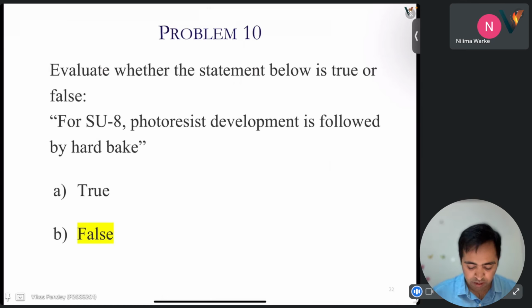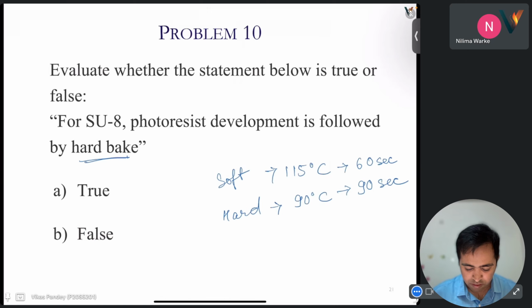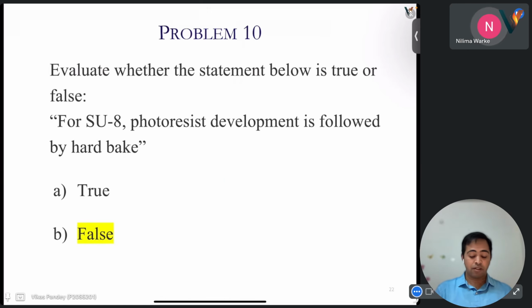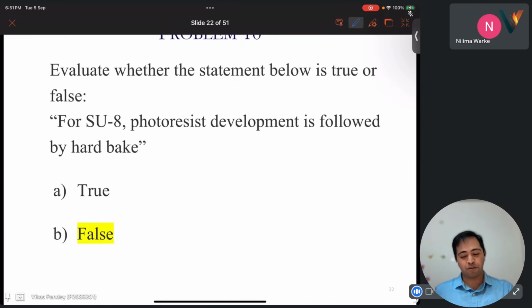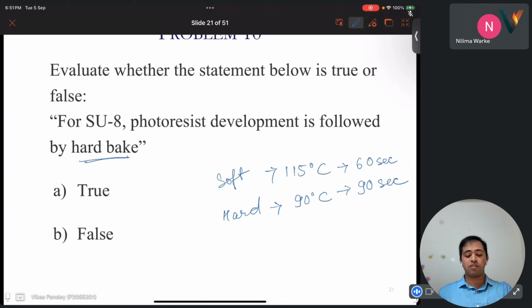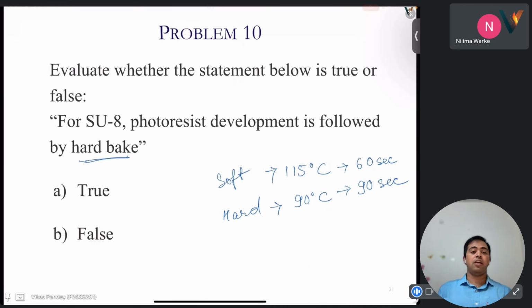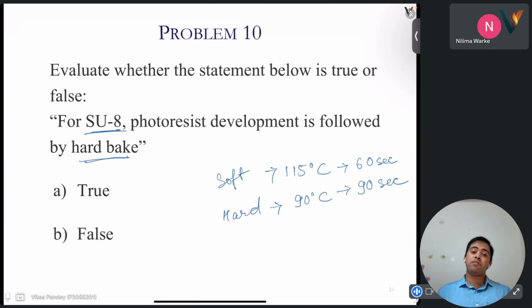Development is followed by hard bake. So the answer is no, it is false. We are talking about SU8, right? It's a negative photoresist, right? Yes. There are some variations. In case of negative photoresist, it will be first hard baked, then it will be developed.